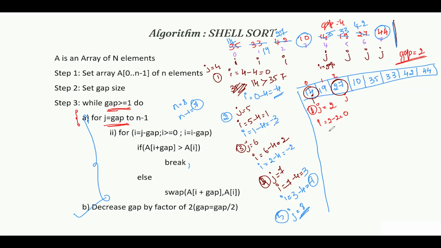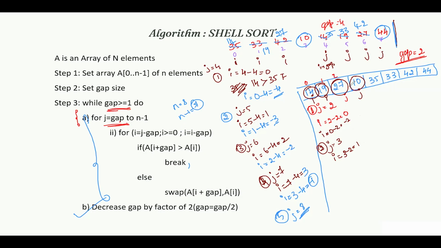I will simply increment the I value. I is once again coming as 0 minus 2, which is nothing but minus 2. Hence, I will simply increment the j value. Now, j is going to be 3, which is over here. And now I is going to be 3 minus 2, which is nothing but 1. Hence, I have incremented the I value.